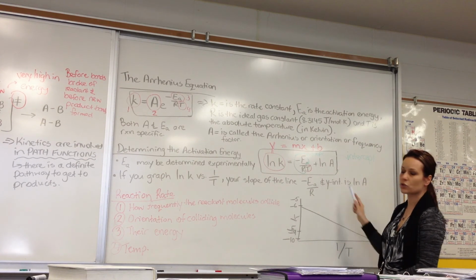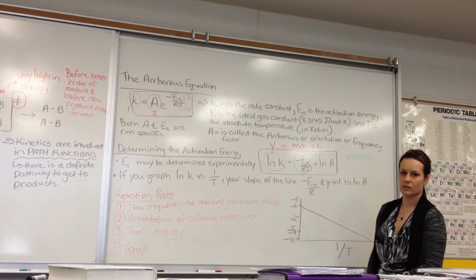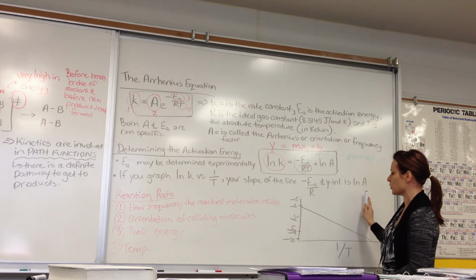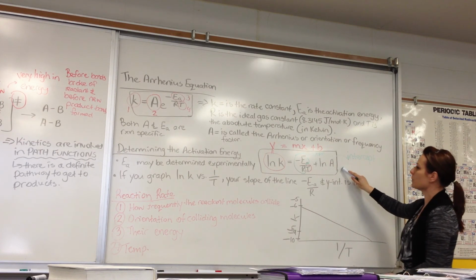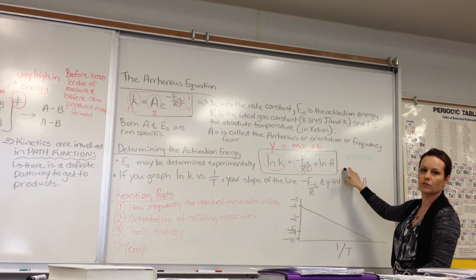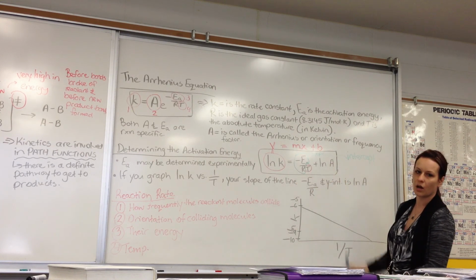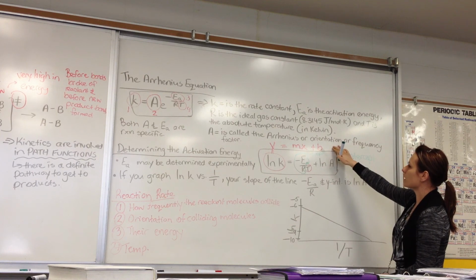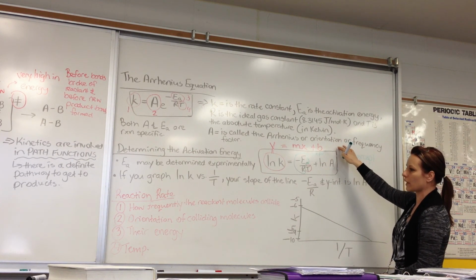So that's how you can extract activation energy from a graph, if that's what the question asks you to do. Once again, the reason we do that is because it's easier to extract information from the equation of a straight line. That is exactly why we take the ln of both sides, so we can get a simple straight line equation, y equals mx plus b.